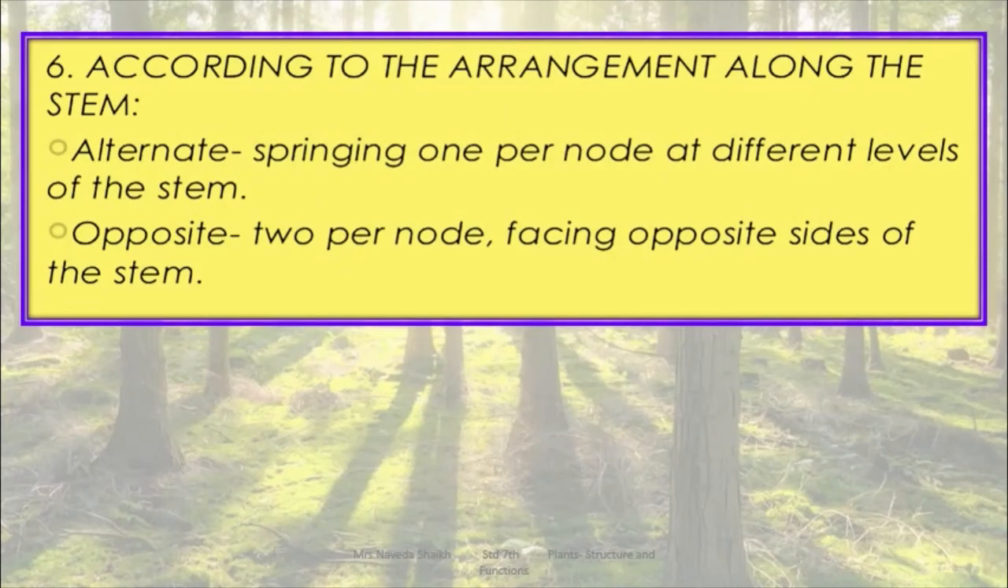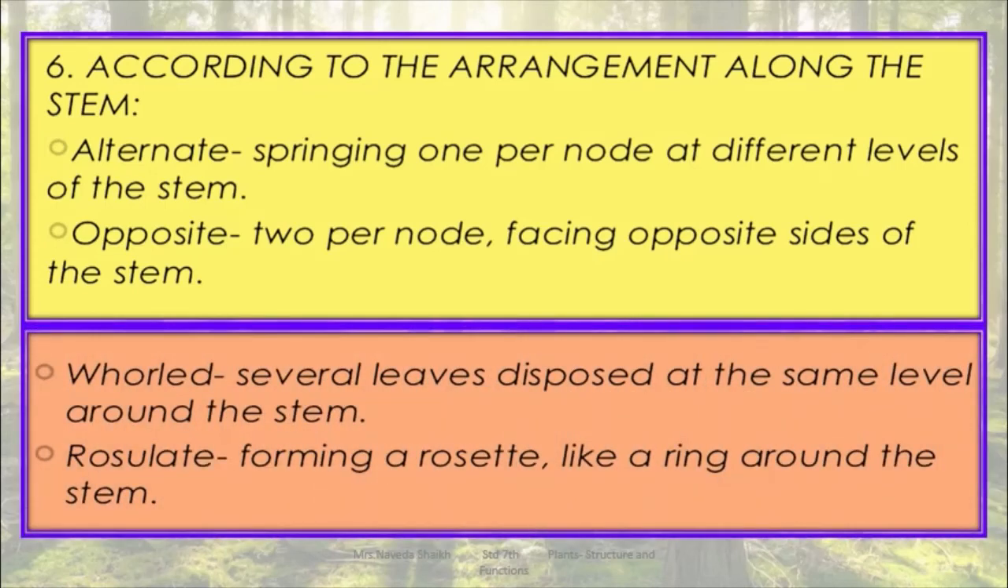So according to the arrangement along the stem, alternate means springing one per node at different levels of the stem. Opposite means two per node facing opposite sides of the stem. Whorled means several leaves disposed at the same level around the stem, and rosulate means forming a rosette like a ring around the stem. So this is how the arrangement of the leaf helps us to understand the type of leaf.